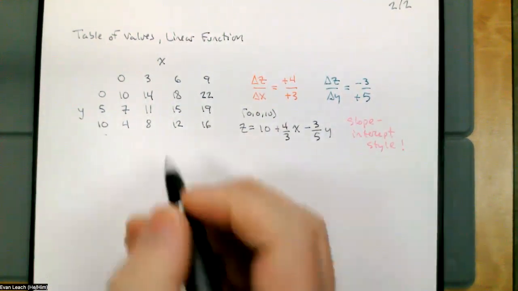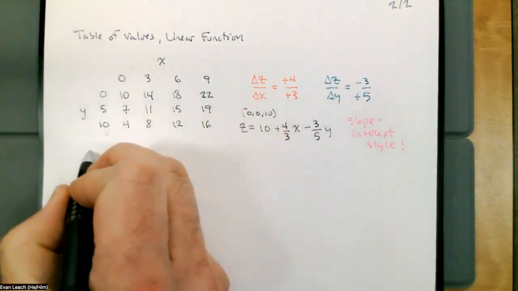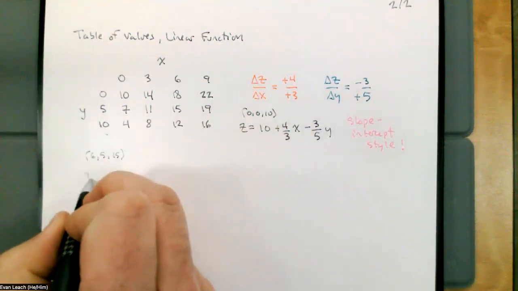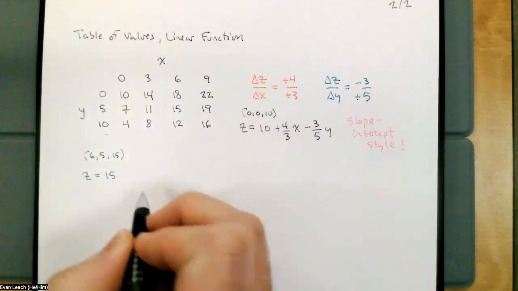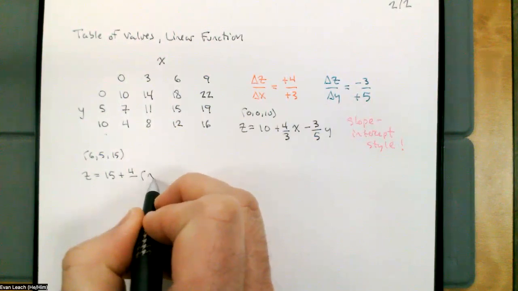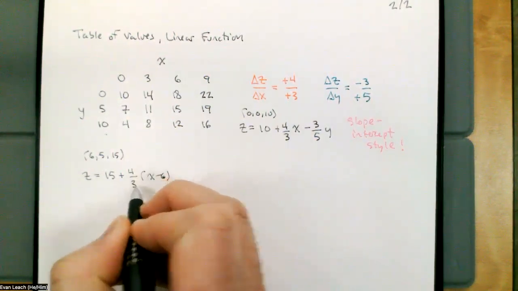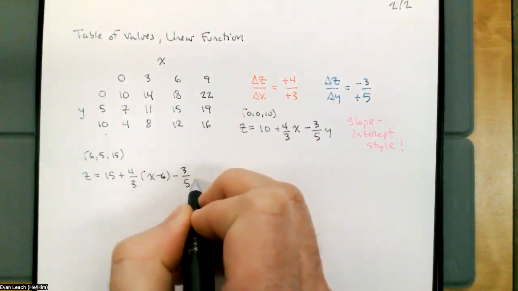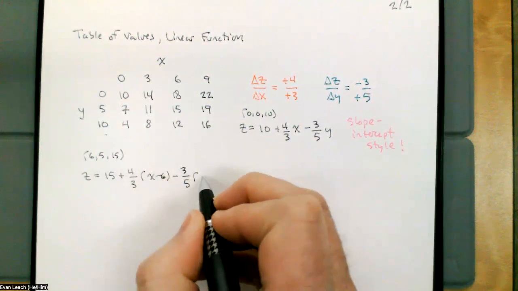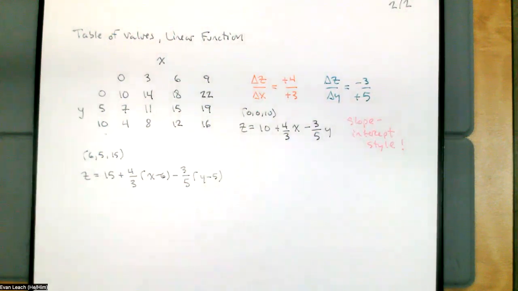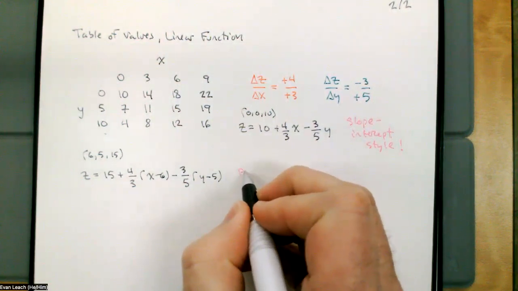But I could pick whatever point I want. Here's a point, 6, 5. I've got when x is 6, y is 5, z is 15. Z starts off at 15 when x is equal to 6, and increases by 4/3 every unit. Z is 15 when y is 5, and decreases by 3/5 every unit. So this would be point slope style.